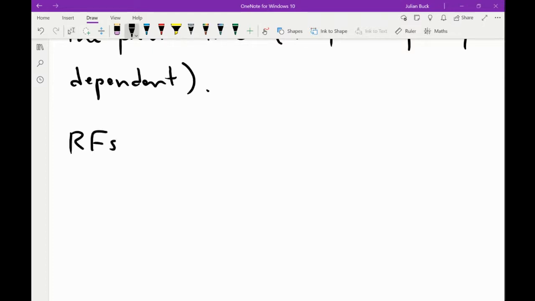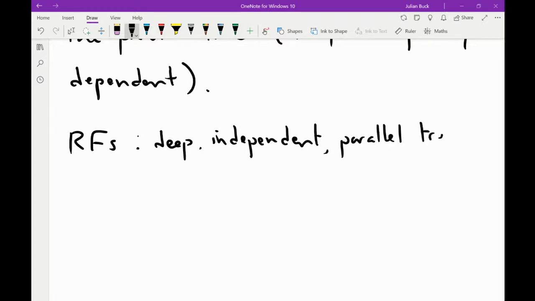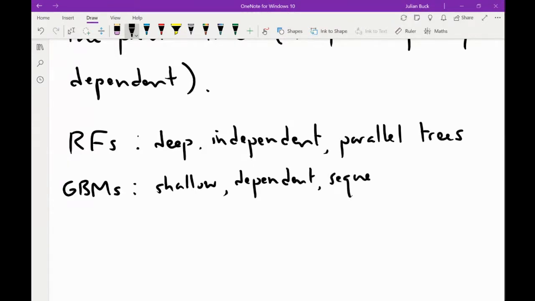Okay. So random forests, we have deep, independent, parallel trees. And for gradient boosting machines, we have shallow, dependent, sequential trees. Okay, so big difference in approach, right? Although they're both built off of decision trees.